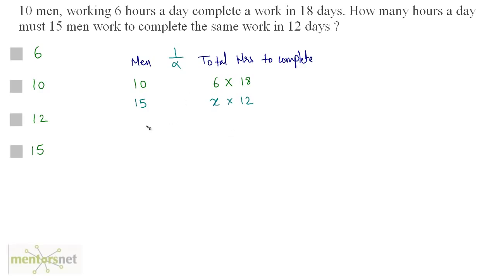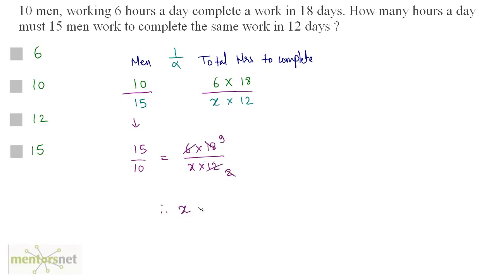Now we can solve this. Because this is an inverse proportion, we can invert one of the ratios. So let's invert this ratio. We write 15 by 10 is equal to, this is as it is, 6 into 18 by x into 12. So 6 times 2 is 12 and 2 times 9 is 18.